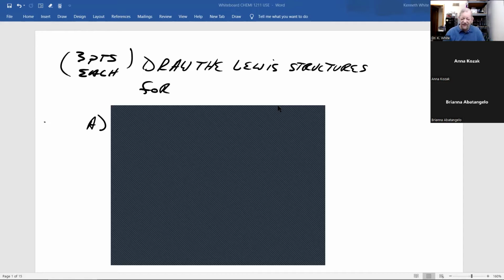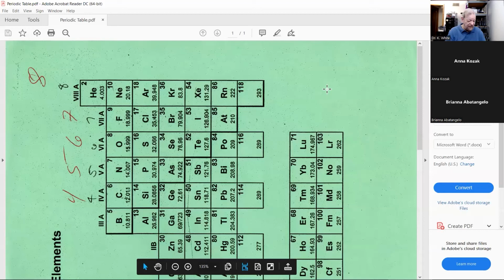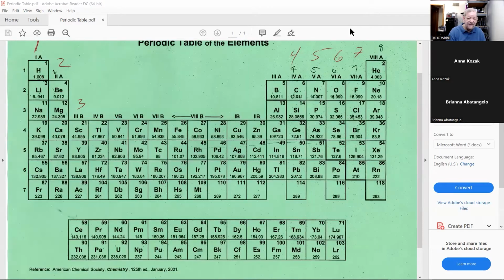And by the way, if you're looking at a periodic table online, Control-Shift-Plus will rotate it 90 degrees. All right, everybody see my periodic table or your periodic table?